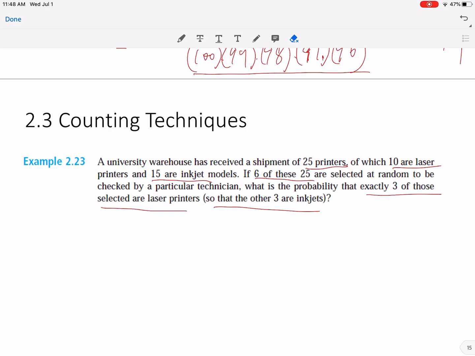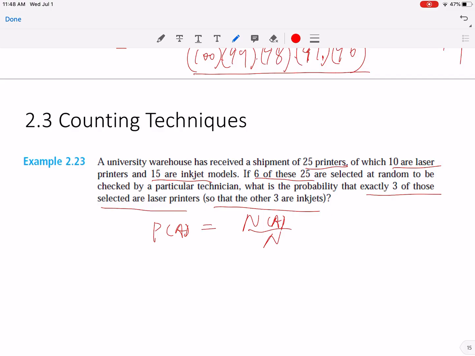The probability of A is equal to n of A divided by n. So first of all, we want to think about whether this is a permutation or a combination.